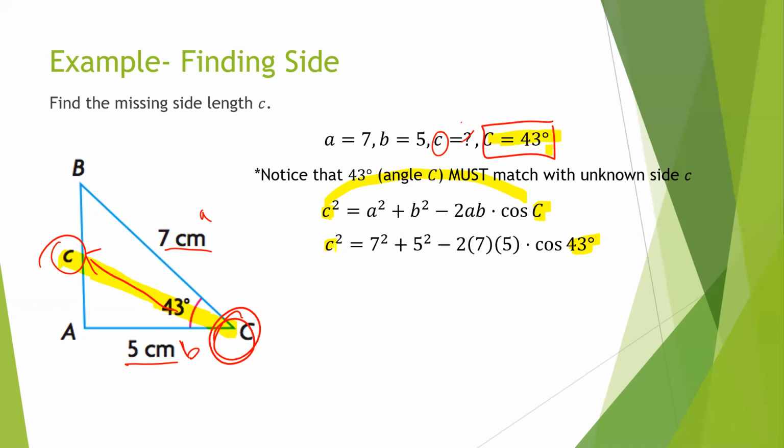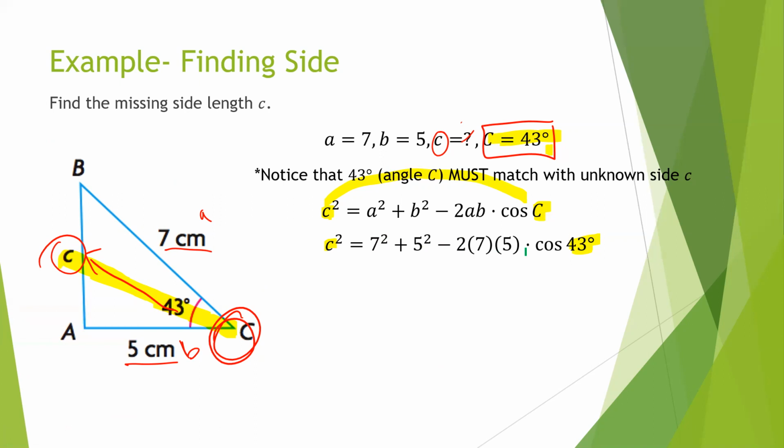Does that make sense so far? Hopefully that's kind of clear. So we make sure that the side length we're looking for in this equation, using this formula, matches up with the corresponding angle that we already know, which is 43 degrees. And as I mentioned already, A and B can switch, so I can switch the order around there, but I'll just continue on. So I have 7 squared plus 5 squared minus 2 times 7 times 5 times the cosine of 43 degrees.